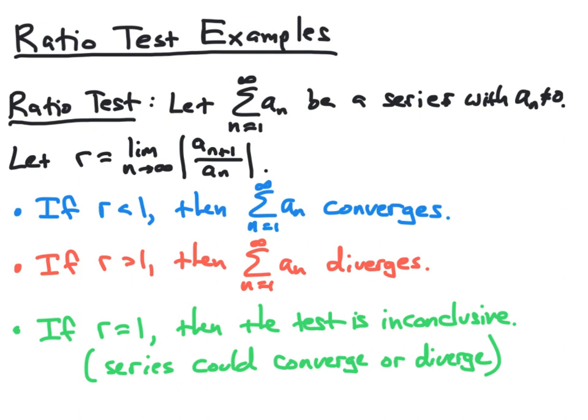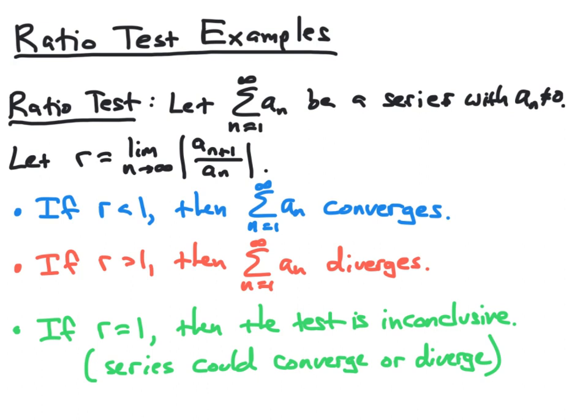For the ratio test, we're going to be looking at a series from n equal 1 to infinity of a sub n where we have non-zero terms. We're going to compute the number r, which is defined to be the limit as n approaches infinity of the absolute value of the ratio of two consecutive terms. Namely, we're going to take the n plus first term, a sub n plus 1, and divide it by the previous term in our series, a sub n. The value for r will then determine what happens with our series.